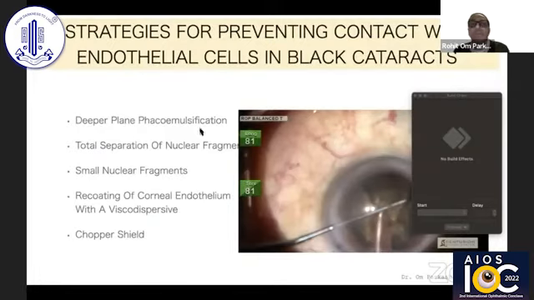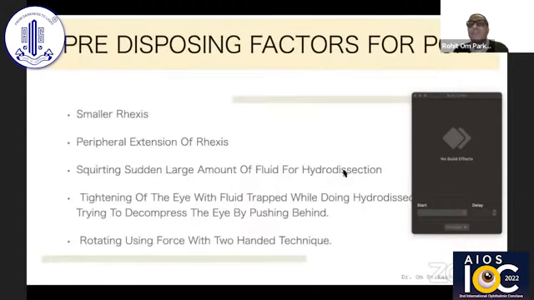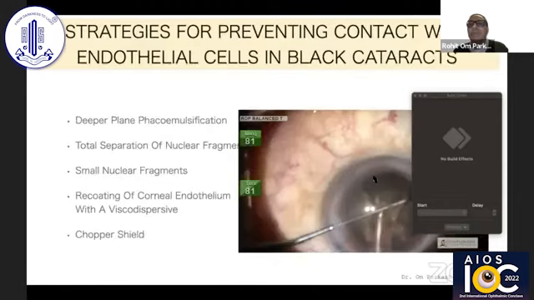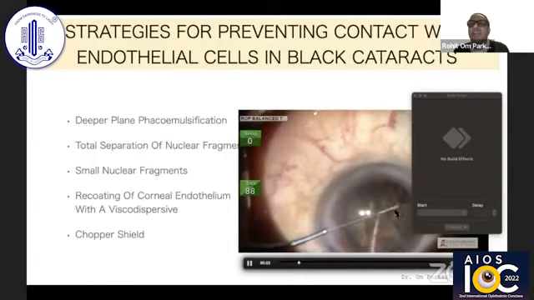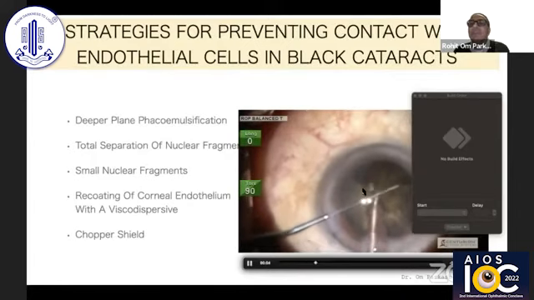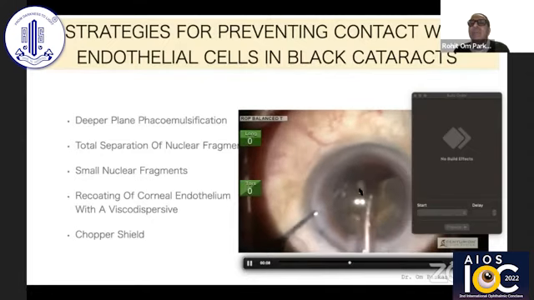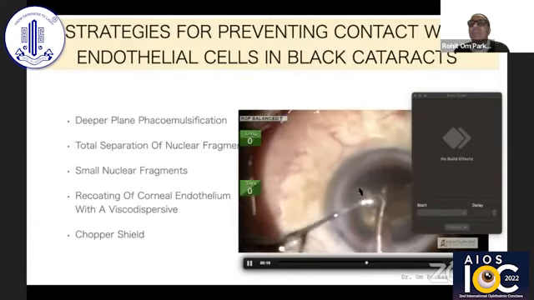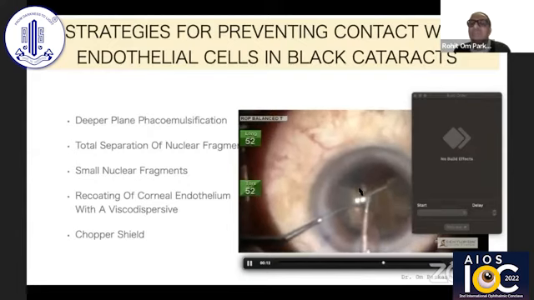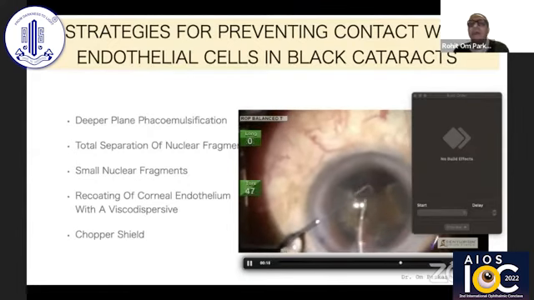So you should do deeper plane phacoemulsification, total separation of nuclear fragments, create small nuclear fragments, then totally separate them, recoat the corneal endothelium with a viscodispersive and use a chopper shield. Now, what is this chopper shield? In this, you will see how strategically the chopper is being placed between the endothelium and the nuclear fragment which is being emulsified. This brings down the insult to the corneal endothelium by all means.